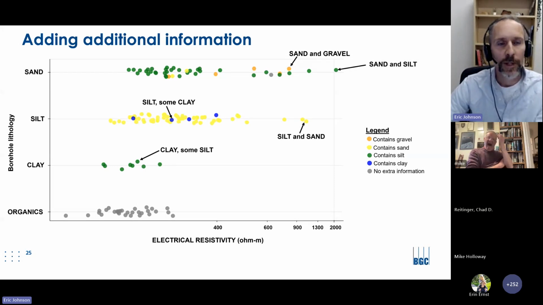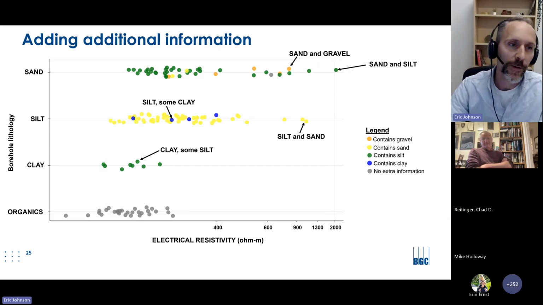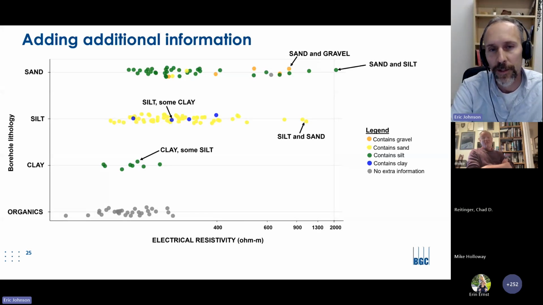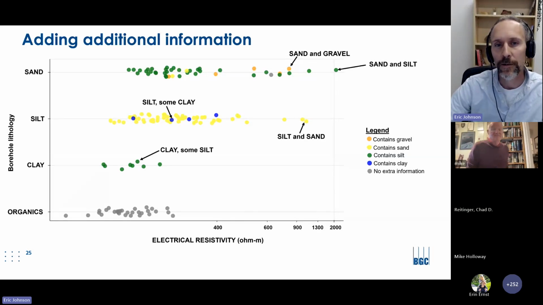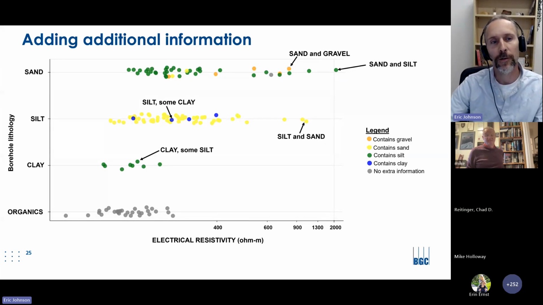That helped explain why there was so much overlap between these categories. Also, in general, when there was some clay found in the silt, which are the blue dots, they generally had lower resistivity values for the silt category. Clays were found to have one of the lowest resistivity values recorded at the site, but still higher resistivity than we originally anticipated. Once we added this information, we found that all the clay intervals also contained silt, which explained why our values for clay were a bit higher than we'd expected.